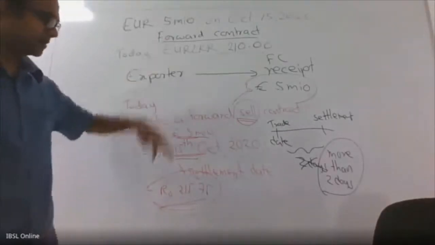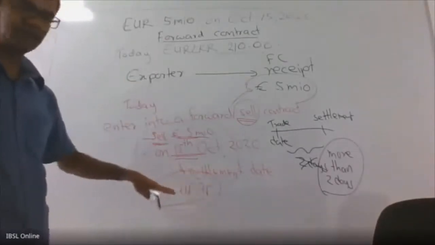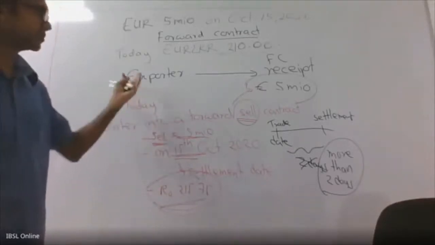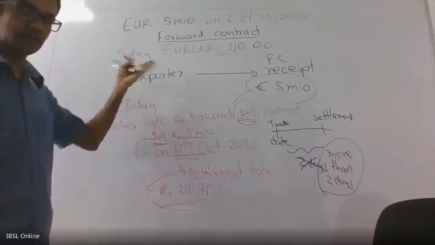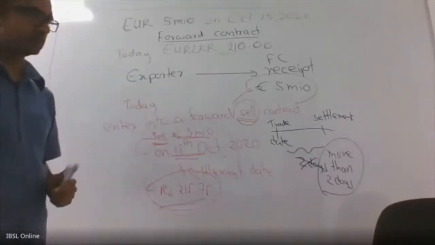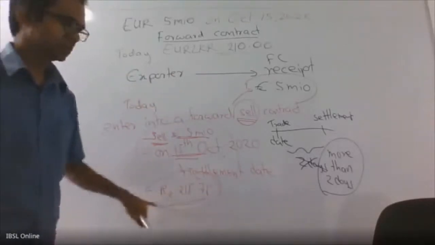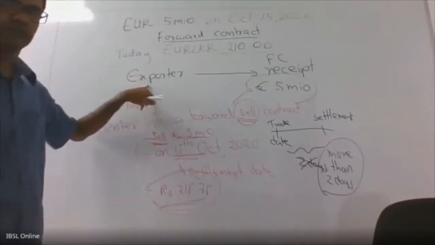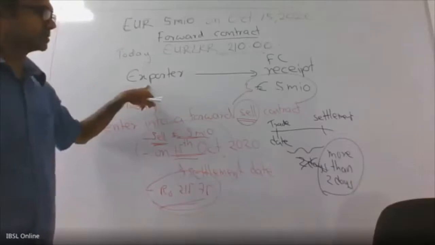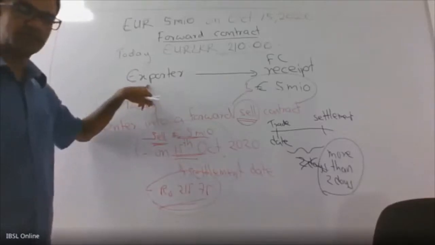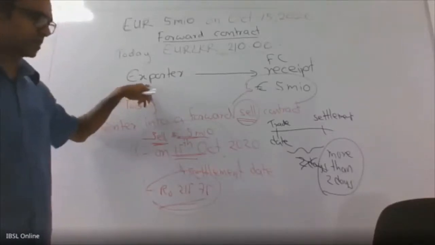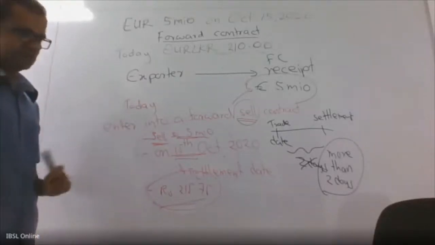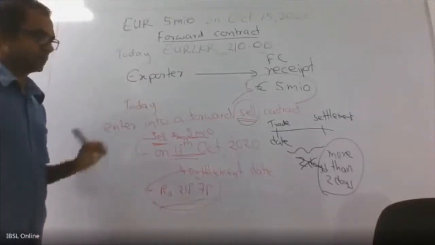Based on that, the bank will calculate the forward rate and give a quote to the exporter. In that sense, the exporter is a market taker, and the bank is the market maker. The bank gives the quote. Based on that quote, the exporter acts. So this is the transaction. So what would happen?